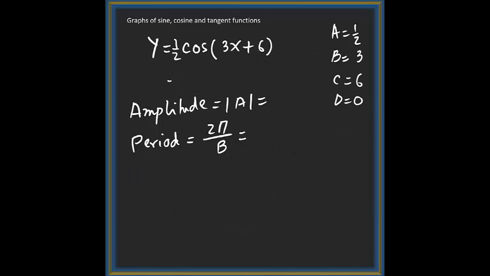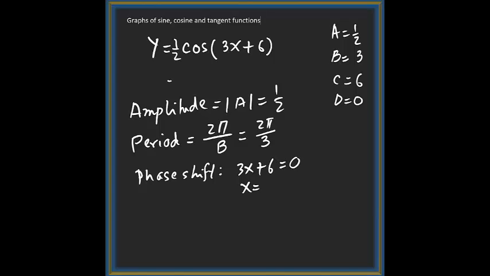Now in this example, we have y equals 1/2 cosine (3x plus 6). So the amplitude is 1/2. The period is 2 pi over b, which is 2 pi over 3. And then for the phase shift, we write 3x plus 6 equals 0. So you get x equals -2. That is the phase shift.